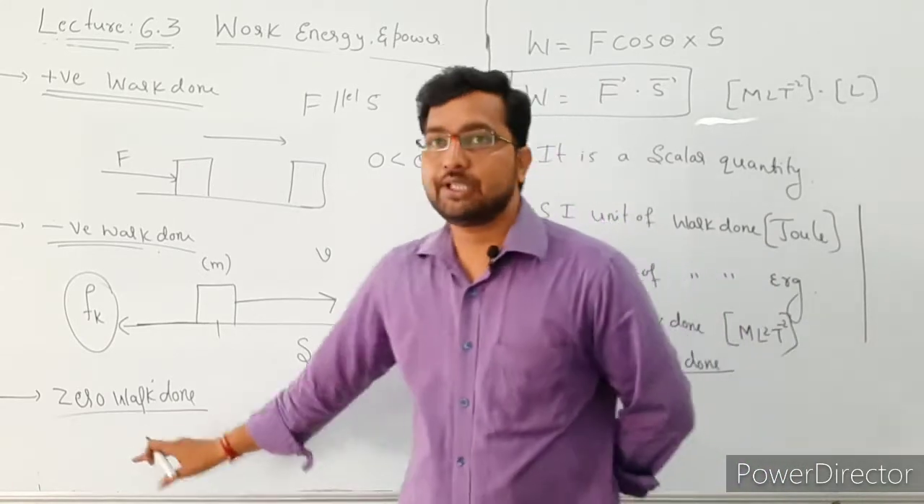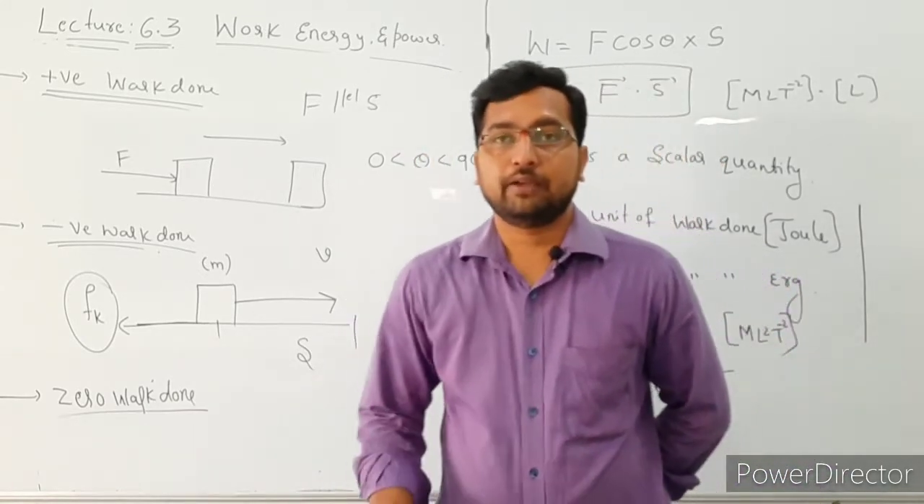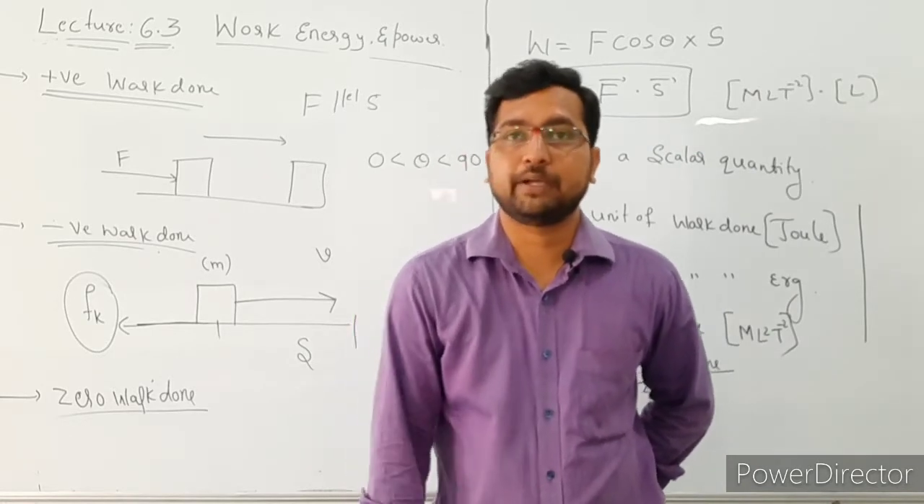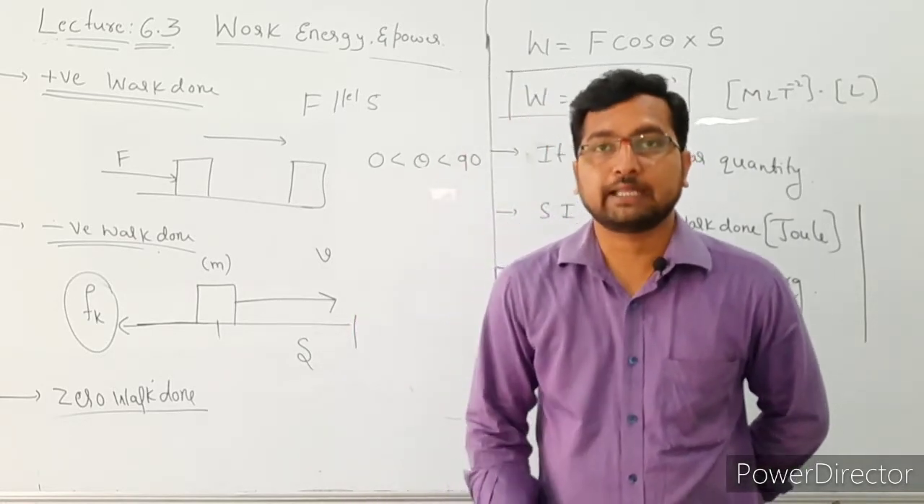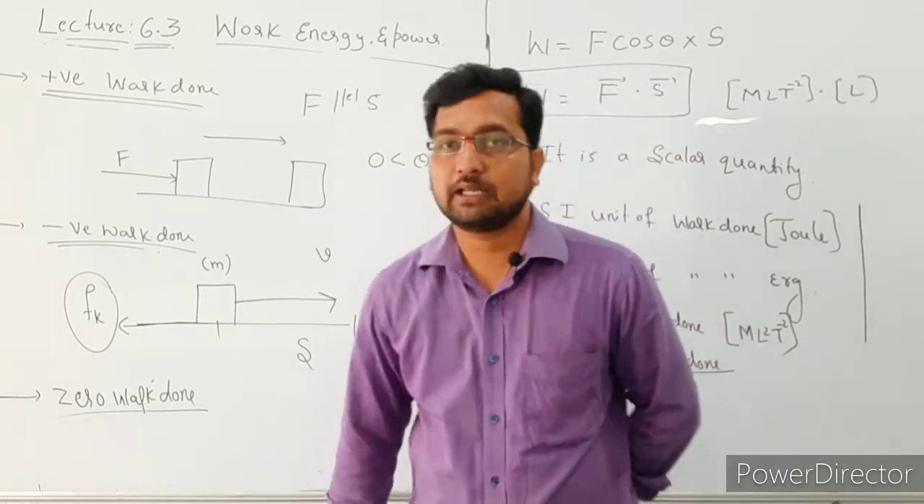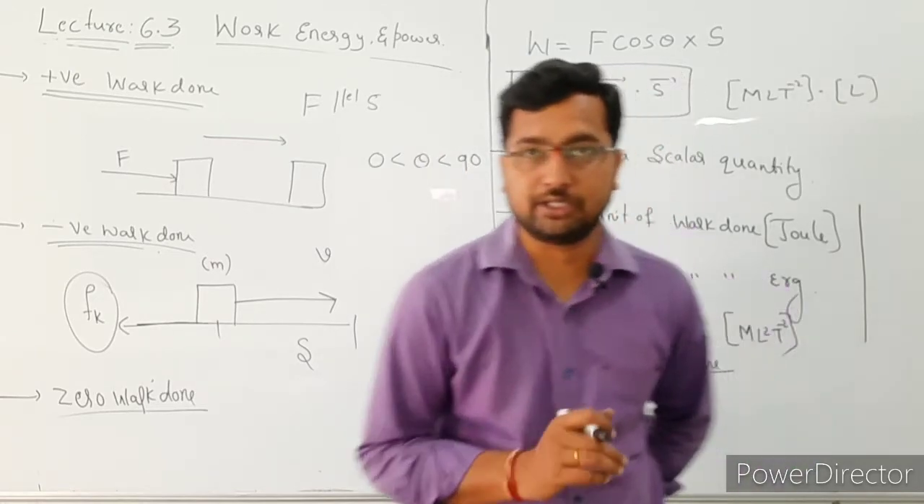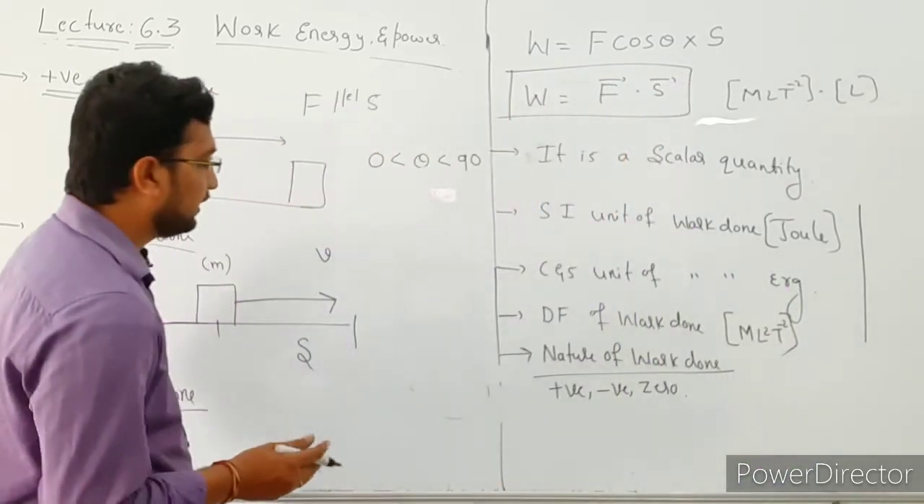Next one is zero work done. When is the work done zero? If force and displacement are perpendicular to each other, or the angle between force and displacement is 90 degrees, then the work done is said to be zero. Then we say that the work done is zero. Okay, see the example here.